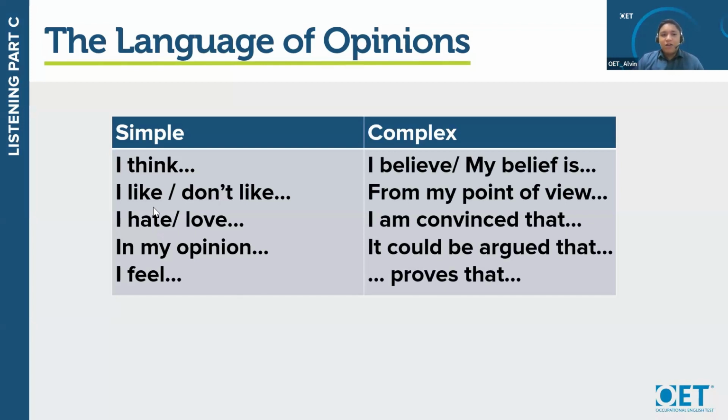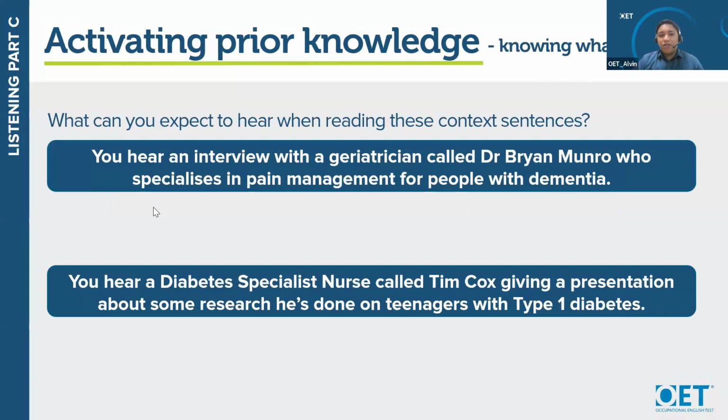So let's have a little bit of practice, okay? It's also important that you activate your prior knowledge, so you need to know what to expect. For example, in the context line, you have these two sentences. What can you expect to hear when reading these context sentences? I'm gonna read the first line. You hear an interview with the geriatrician called Dr. Brian Monroe, who specializes in pain management for people with dementia.